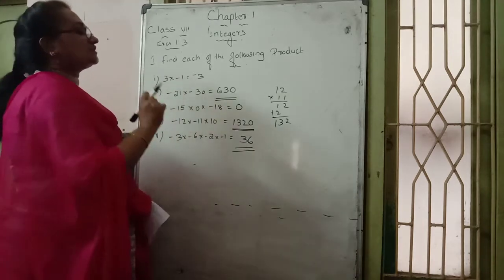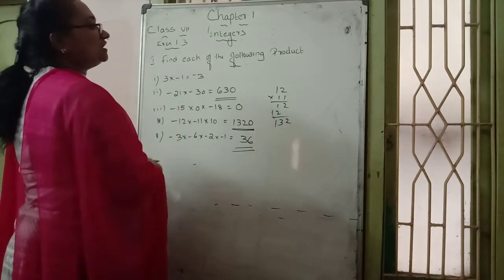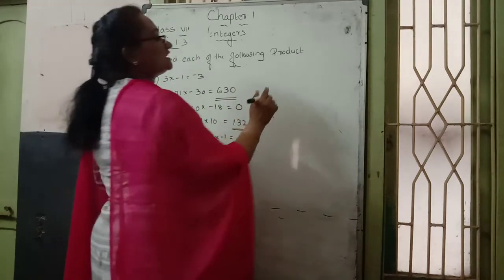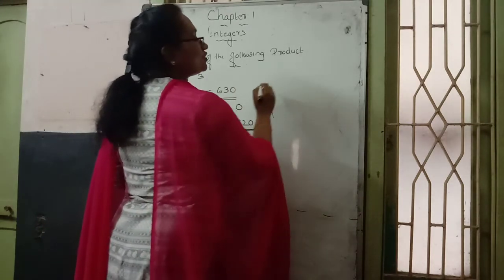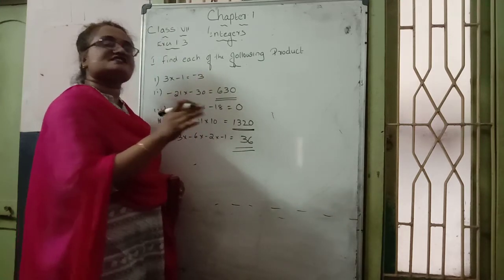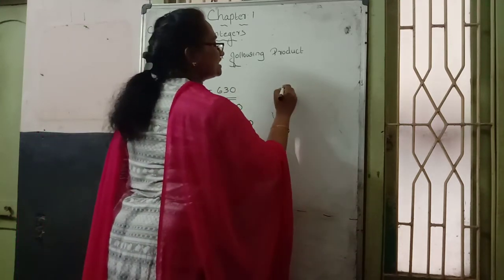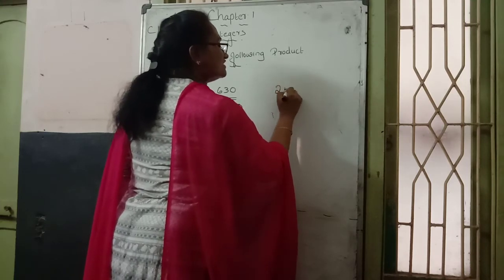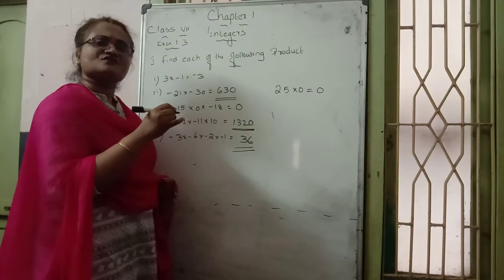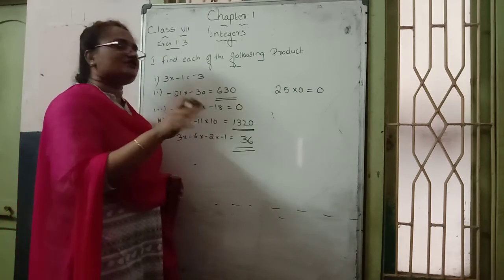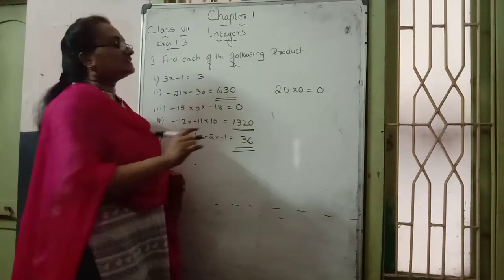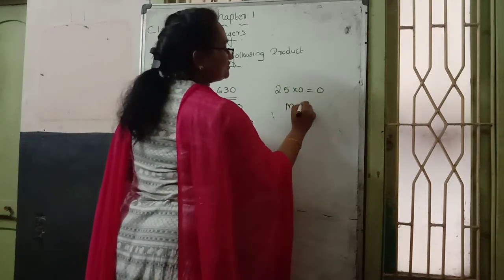One more thing that you should also remember: any number multiplied with 0, what is the answer? Always 0. Yes, 25 multiplied with 0, what is the answer? 0 comes as the answer. Any 100 or 1000 or any number multiplied with 0, the answer becomes how much? 0. Then what is the multiplicative identity?